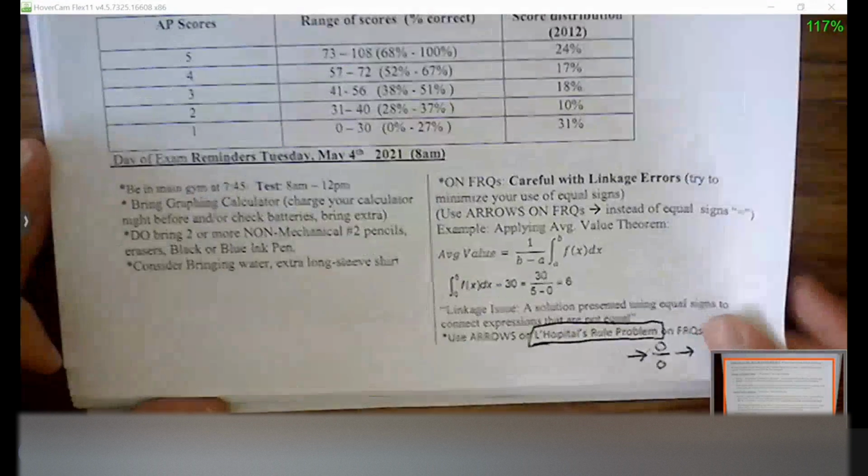Okay, questions? Okay, let's go to the back. Highlight a few things here on the back.